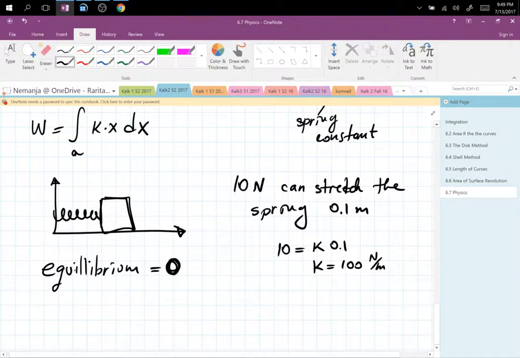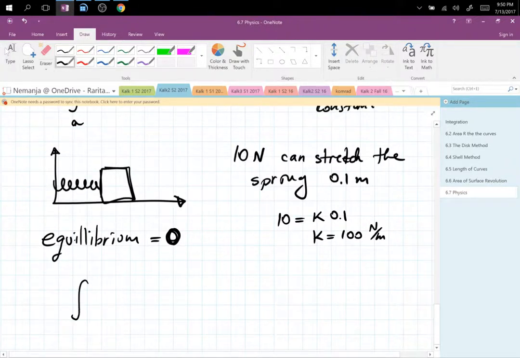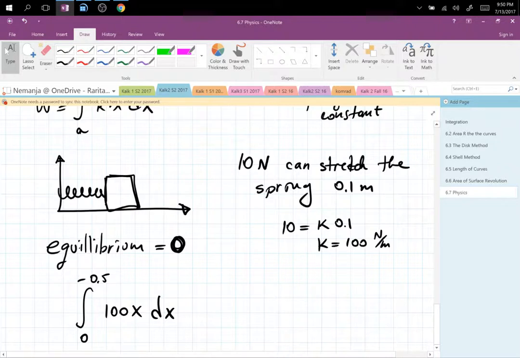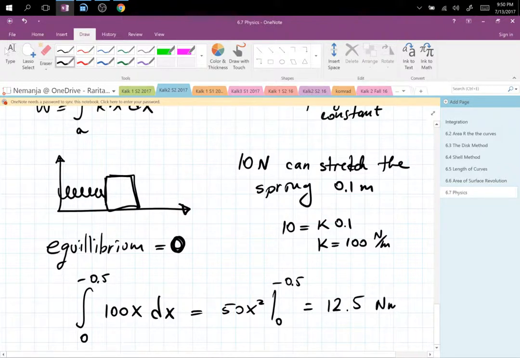If I am compressing the spring, that means that I'm going in a negative direction, right? So the integral has to be from 0 to negative 0.5, half a meter, of our 100x dx. Remember that in the formula we had k times x, and we just found k is 100. The integral of this is 50x squared from 0 to negative 0.5. So 12.5, right? Newton meters.